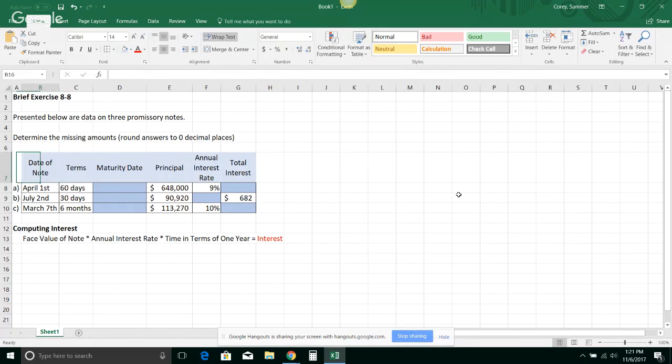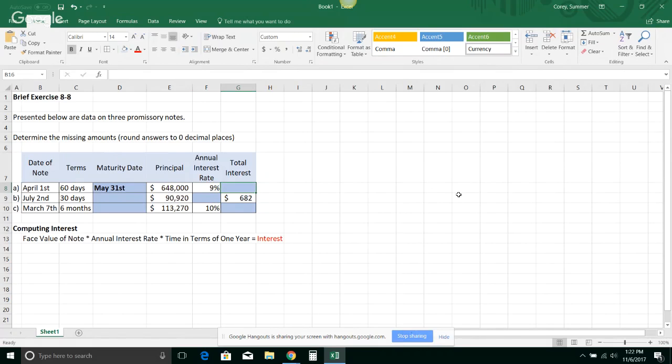One thing that we do want to remember is that when we're computing interest, it equals the face value of the note times the annual interest rate times the time in terms of 1 year. So we have A, B, and C here, so we're just going to get started. On A, the date of the note is April 1st, the terms are 60 days, and the maturity date is going to be 60 days from April 1st, so that is going to be May 31st. And then it tells us that our principal is $648,000 at an interest rate of 9%.